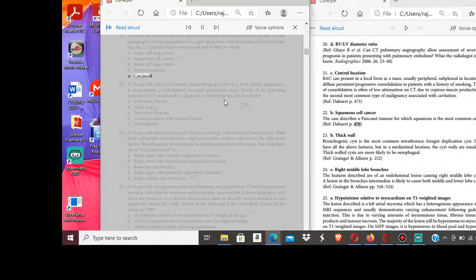23. A 25-year-old man has a routine chest radiograph prior to a work permit application. It demonstrates a well-defined, rounded mediastinal mass. Which of the following features on CT would make a diagnosis of bronchogenic cyst less likely? A. Soft tissue density. B. Thick wall. C. Precarinal location. D. Communication with tracheal lumen. E. Unilocularity.